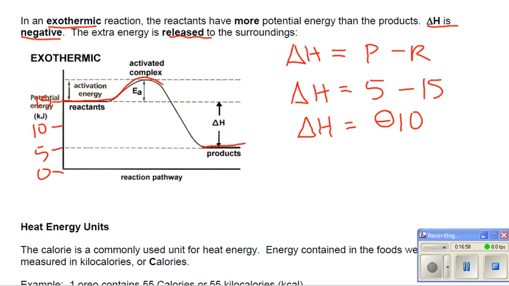Okay? So what I need you to be able to do is to look at a diagram like this. See that if the reactants are higher than the products, that means energy is released and it's exothermic. Okay?